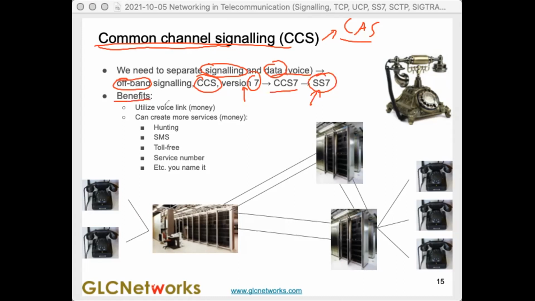So here are the benefits. We utilize the voice link. For example, this is CO1, CO2, this is CO3. We have two links. Here is the voice, or data, and here we have a signaling link. Here also we have signaling, and then we have voice. Here also signaling, and here we have voice. So it's always two things.